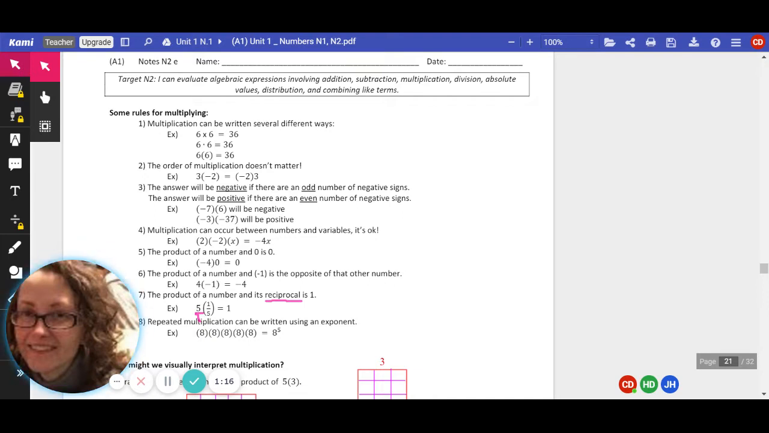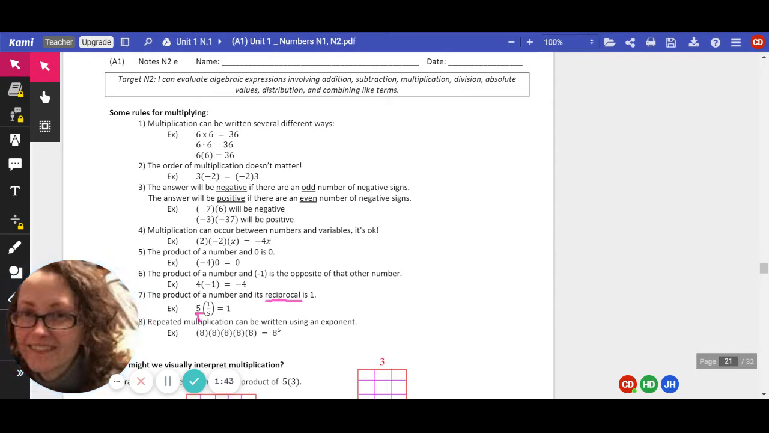The fourth rule states that multiplication can occur between numbers and variables. So here we get a -4x. This indicates -4 times x. Multiplication is unique in that it is the only operation that does not need to be written directly. Even though there's nothing written between the -4 and x, we understand that it is still multiplying.